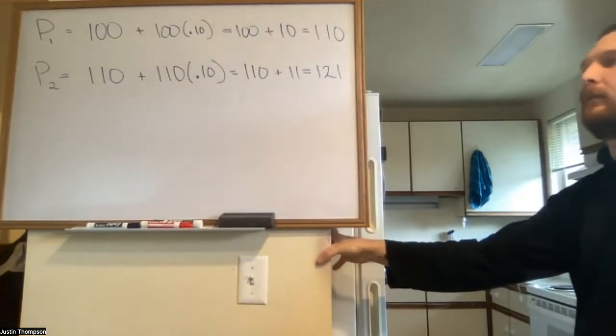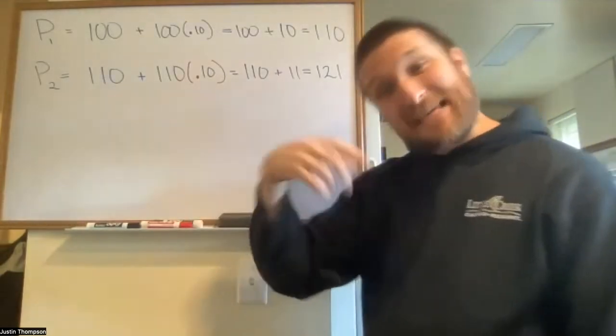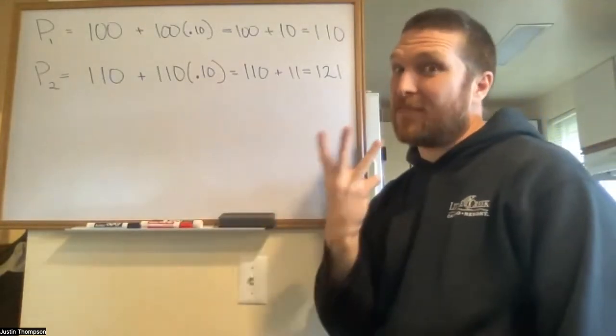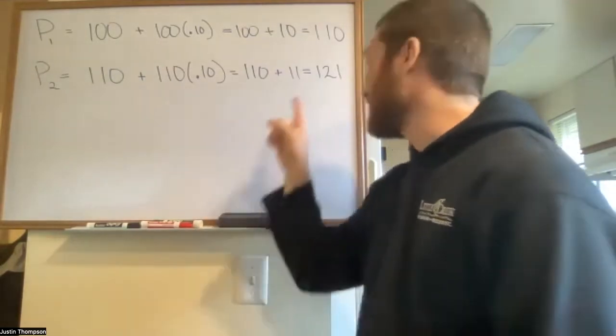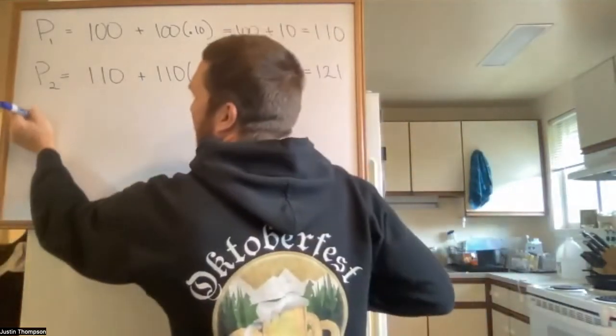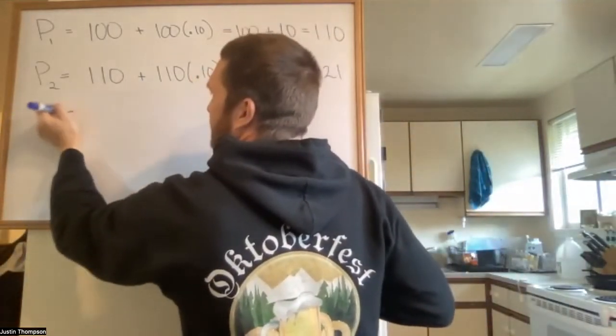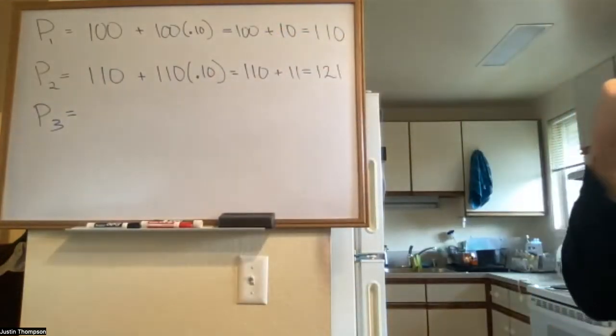Okay. Now they say, hey, keep it in here for another year. Keep it in for a 3rd year. We'll give you another 10% on top of that right there. So how much would I have after 3 years? What do I need to write there to do that calculation?